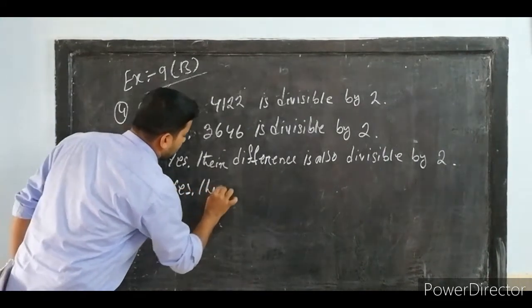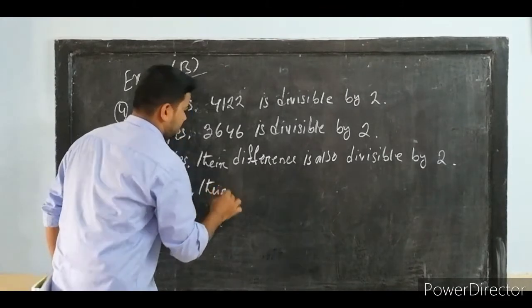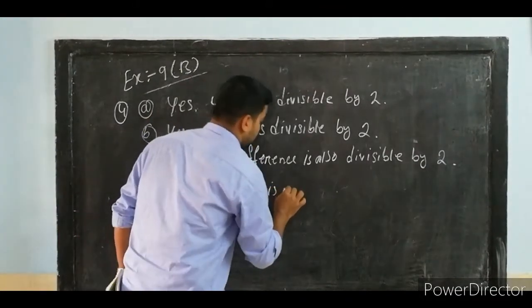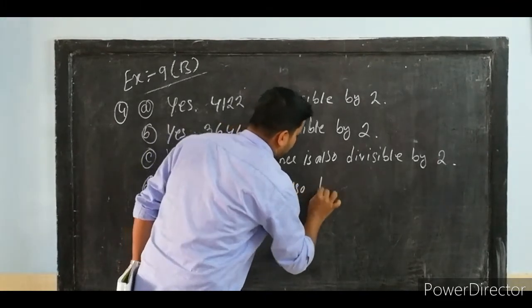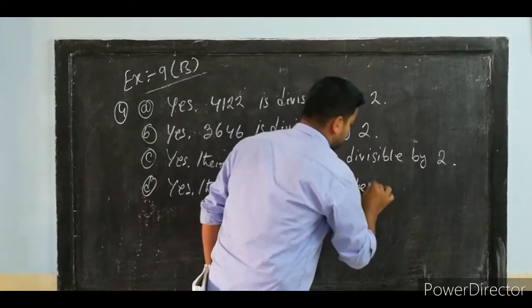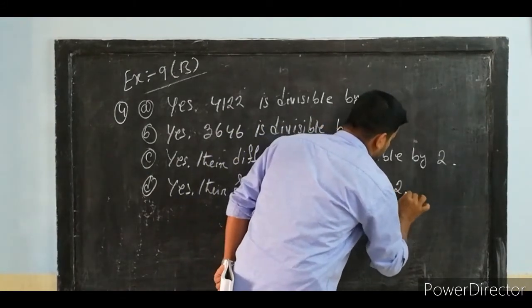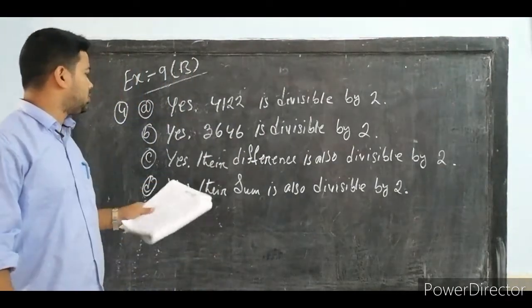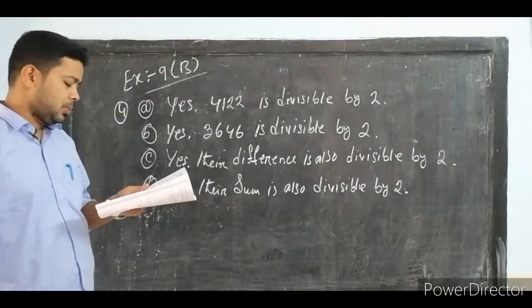Number D: yes, their sum is also divisible by 2. So hope you have understood. Okay, we should know this and we will write. So this is question number 4.